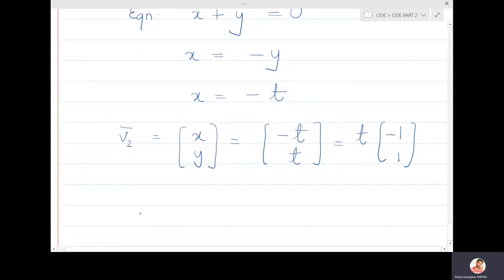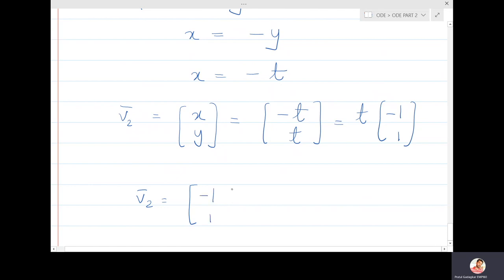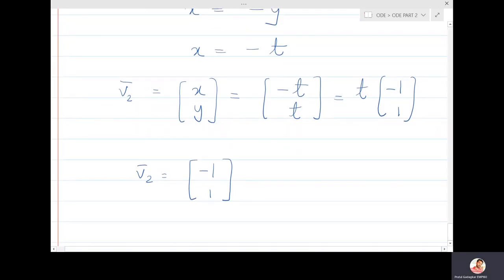So here your eigenvector v2 can be chosen as minus 1, 1. If you take out a minus t common, in that case your eigenvector will just become 1, minus 1, which is not a wrong thing for you. So this is an eigenvector corresponding to which eigenvalue? Corresponding to eigenvalue lambda 2 equal to minus 1.